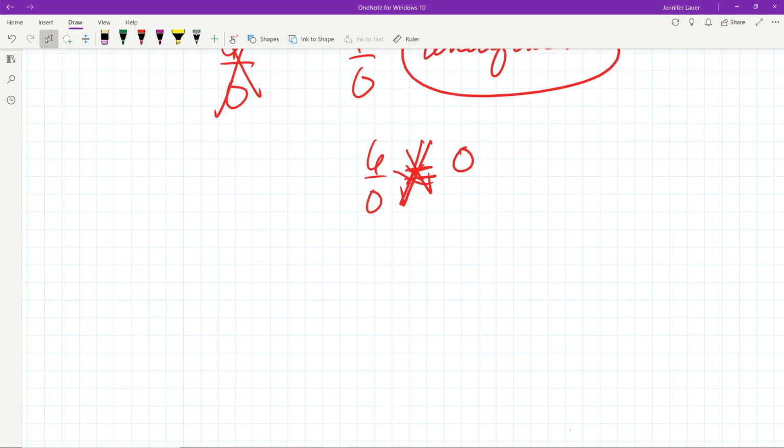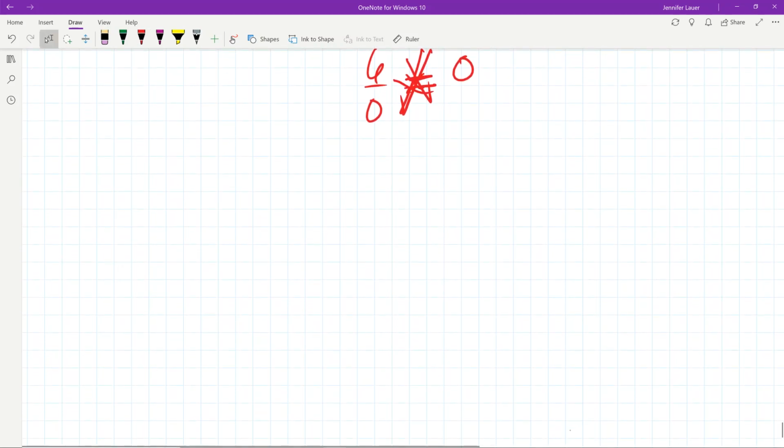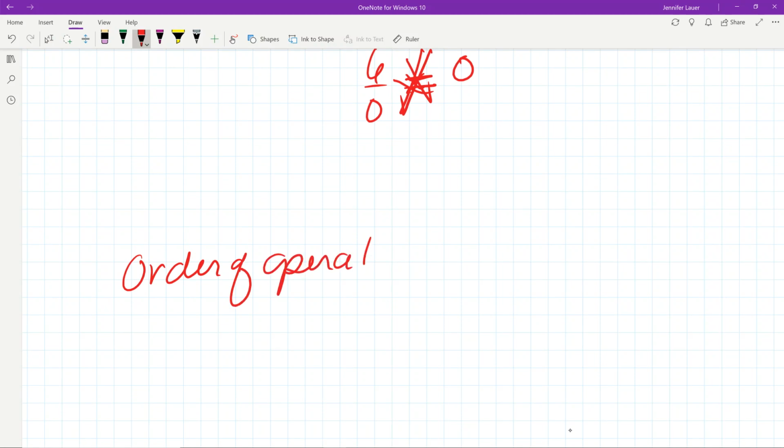And we do get into more of that as you get a little bit older, in Algebra 2, and you'll start to understand why. But for now, we're going to just leave it like that. The next thing we're going to talk about is order of operations. Now, obviously, this was introduced a long time ago, so I like to just review it for my students.